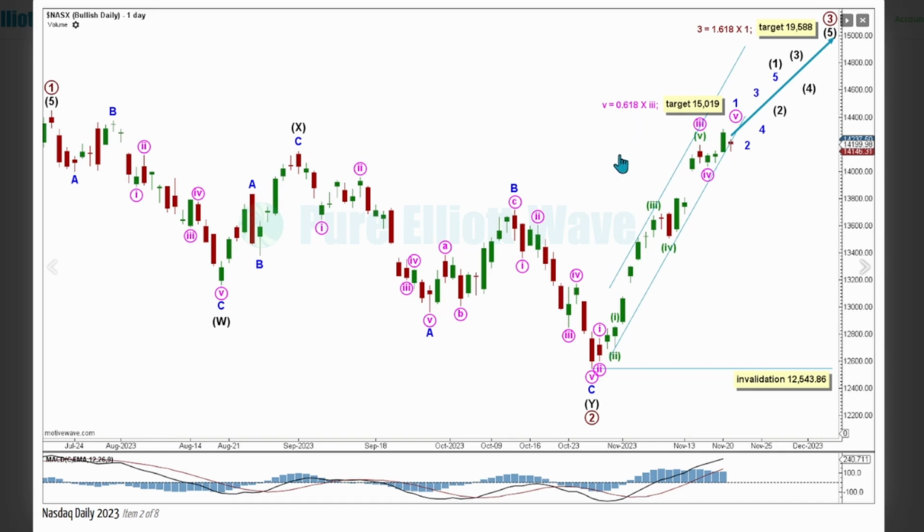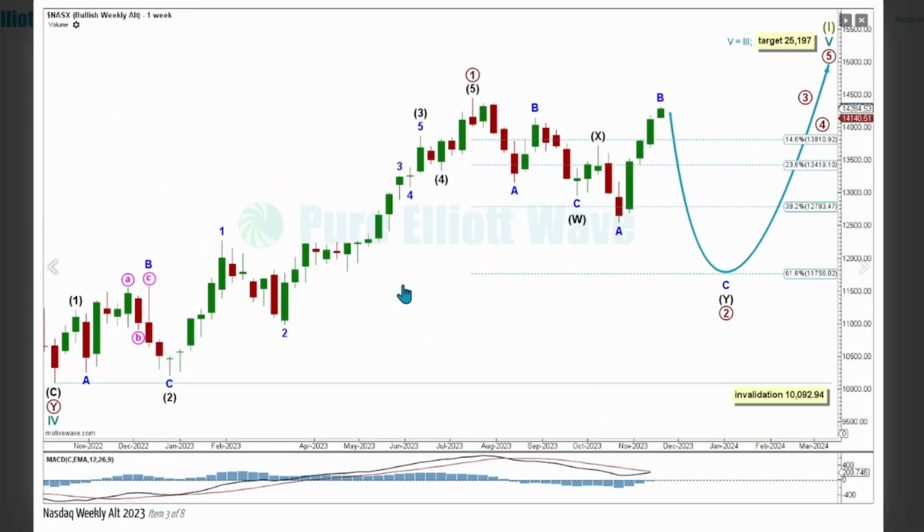A best fit channel is drawn around the current minute degree movements, and with a candlestick breaking below, not touching, this channel, there will be confidence in minor wave 1 being complete and minor wave 2 to pull price lower. Minor wave 2 cannot move below the start of minor wave 1 at 12543.86.